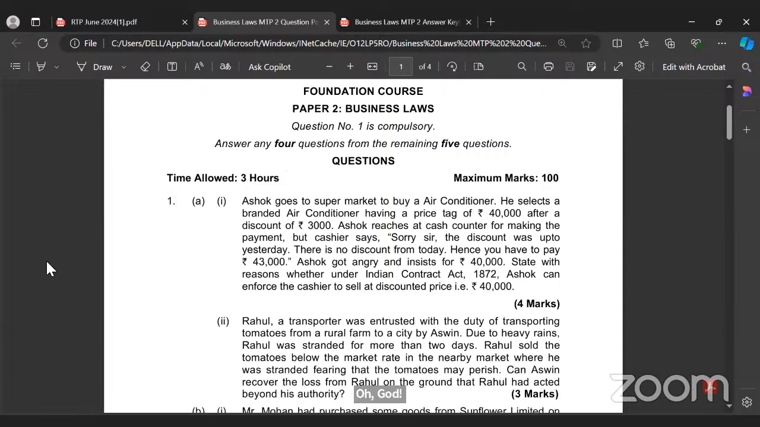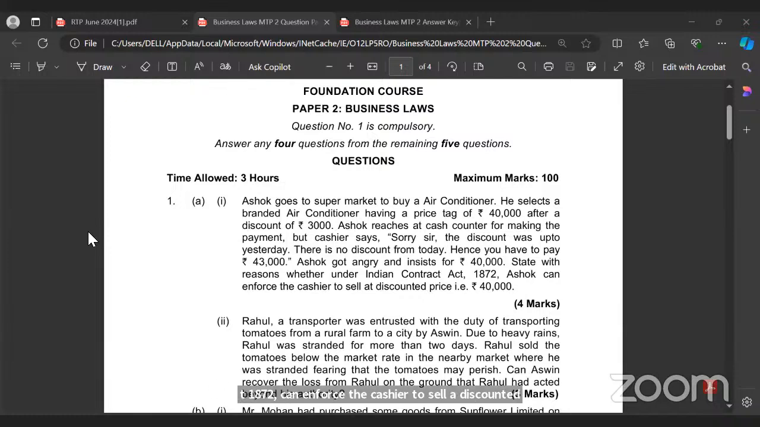Mock test paper, foundation course, paper 2, business law. Question 1 is compulsory. Answer any 4 questions from the remaining 5 questions. First one, A. Ashok goes to a supermarket to buy an air conditioner. He selects a branded air conditioner having a price tag of rupees 40,000. After a discount of rupees 3,000, Ashok reaches the cash counter for making the payment, but the cashier says, "Sorry, sir, the discount was up to yesterday. There is no discount from today. Hence, you have to pay rupees 43,000." Ashok got angry and insists on rupees 40,000. State with reasons whether under Indian Contract Act 1872, Ashok can enforce the cashier to sell at the discounted price, that is rupees 40,000. 4 marks.